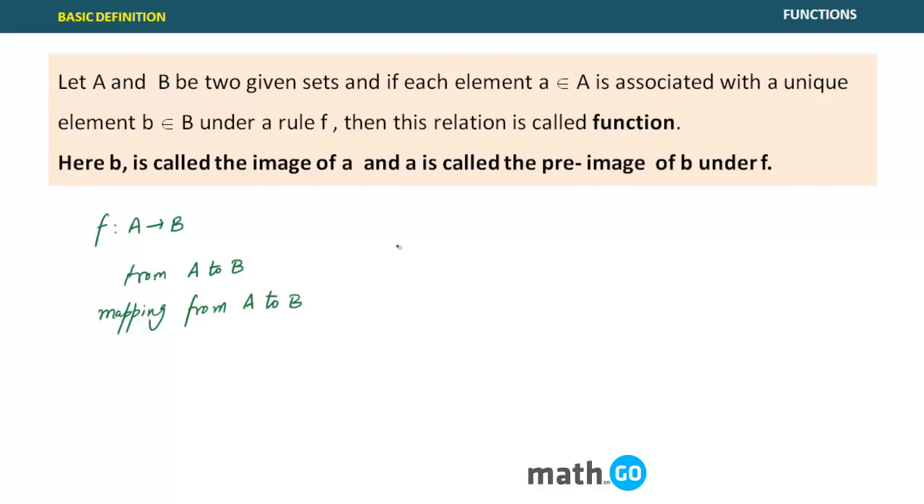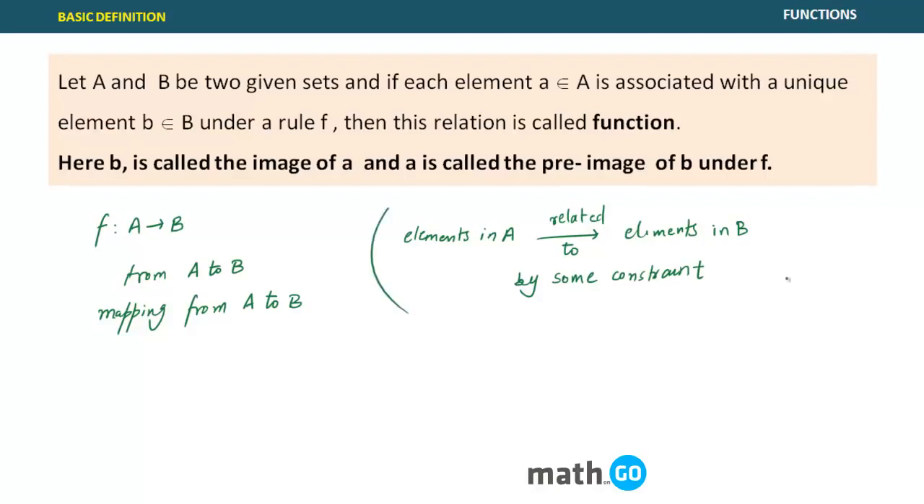So there is a function which says that elements in A are related to elements in B by some relation, by some constraint. So this is how actually a relation works, right? So this is actually a basic definition. This is a layman definition of relation, right?